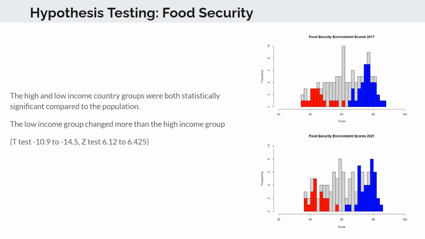We tested the means from the years 2017 and 2021, 1 year from before and 1 year from after the pandemic hit. We can see that in these groups, they were both statistically different compared to the mean, and that this gap widened from 2017 to 2021, according to their T and Z test values, respectively. On to the next slide, please.